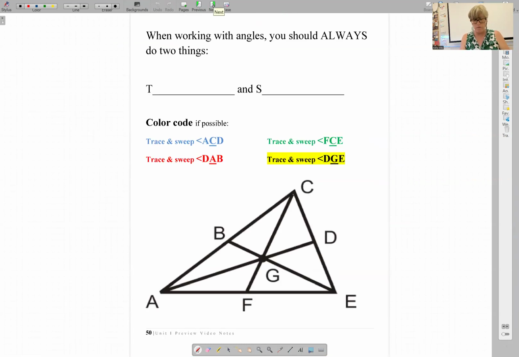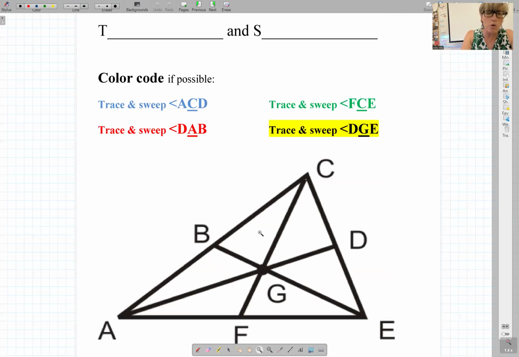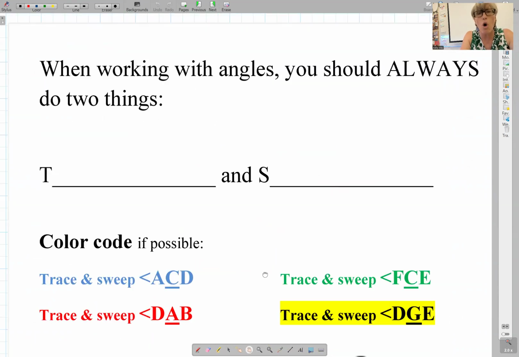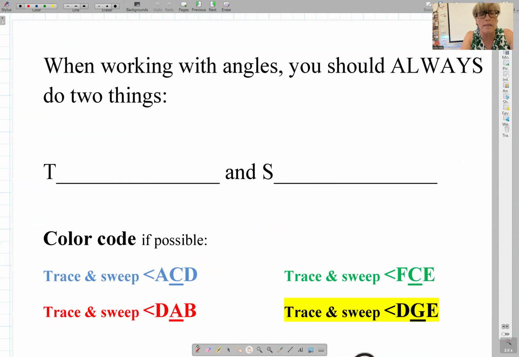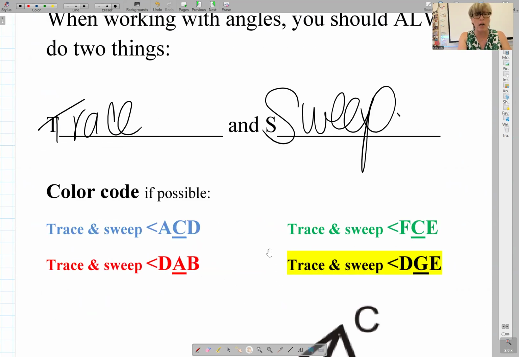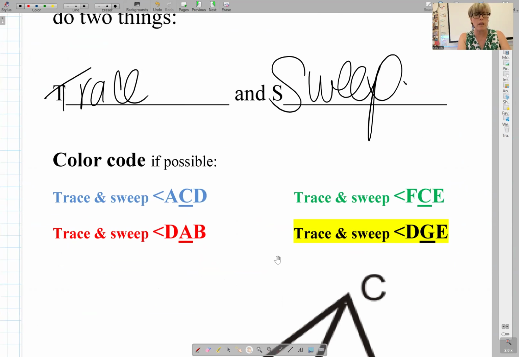This is very, very important. Whenever you label angles, you should always do trace and sweep. I'll demonstrate that. Trace and sweep. I'm going to be color coding stuff here, so if you can, color code with me.